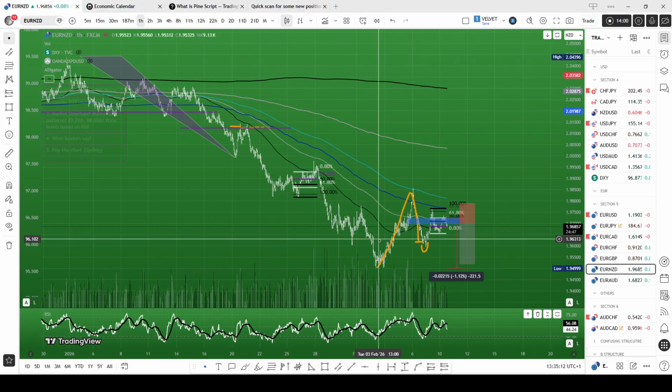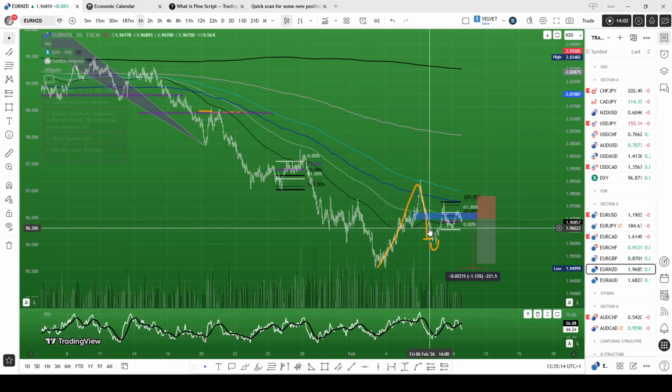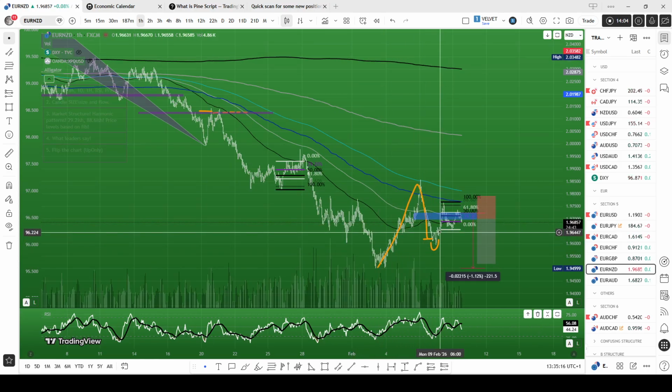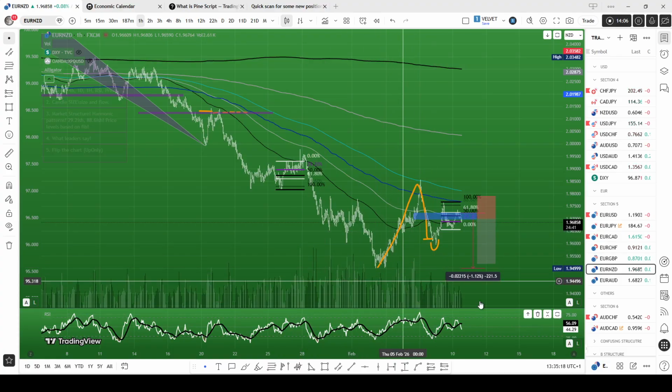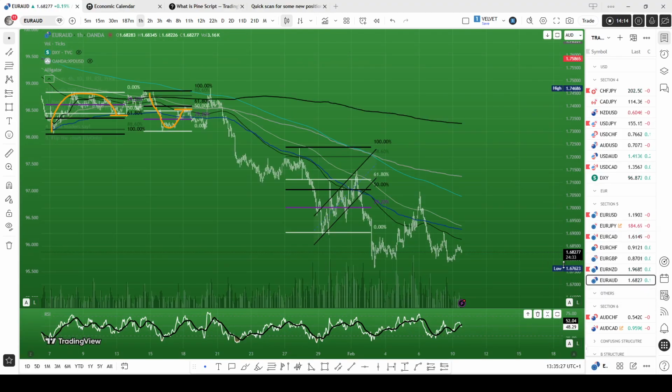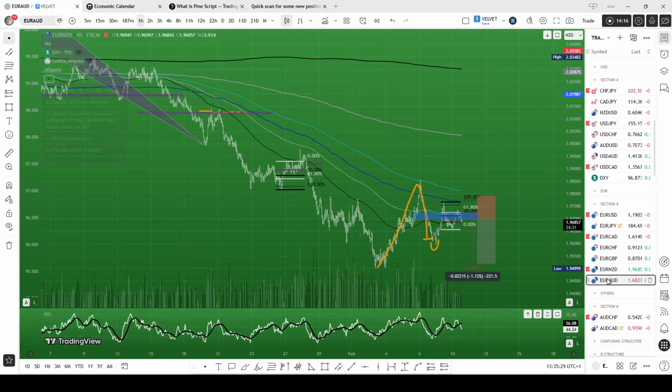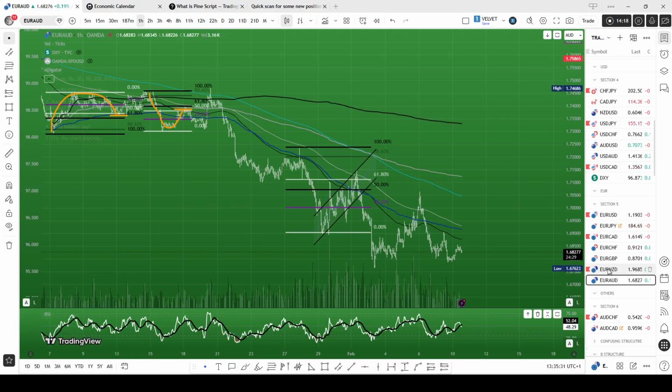Euro NZD. But I don't like this kind of structure where you have to guess, you have to play chess with the market. I don't like this. Trading's not easy anymore. It was never easy for me. Let's start with this. So Euro NZD, Euro AUD looks way more bearish than Euro NZD.